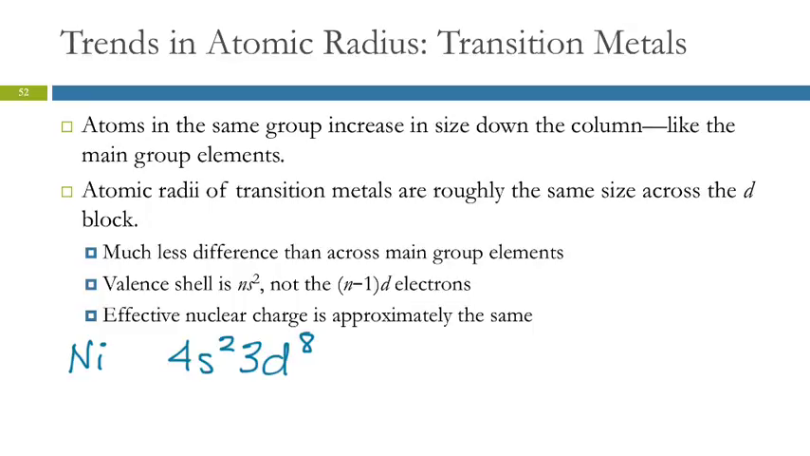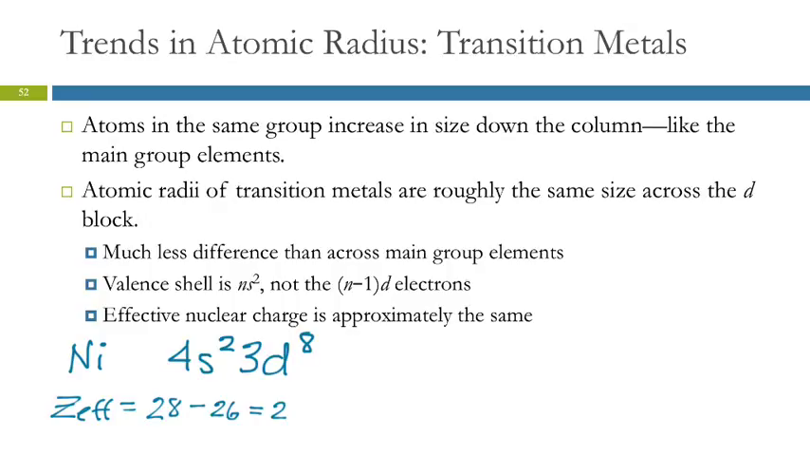So if you look at nickel, nickel has how many protons? 28. So let's look at its effective nuclear charge. The effective nuclear charge for nickel would be 28 minus the number of core electrons. Well, there's 28 total electrons, 2 valence electrons. That means the rest of them are core electrons, so that's 26. So the effective nuclear charge is 2.